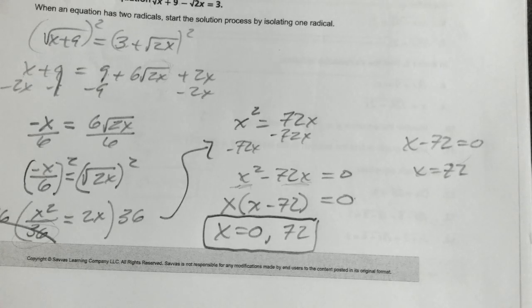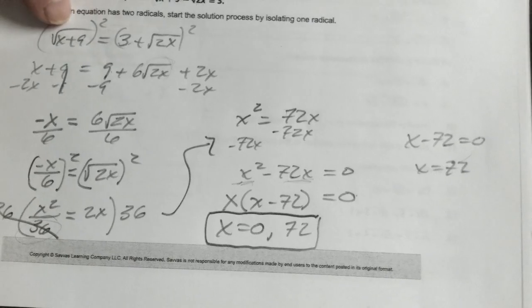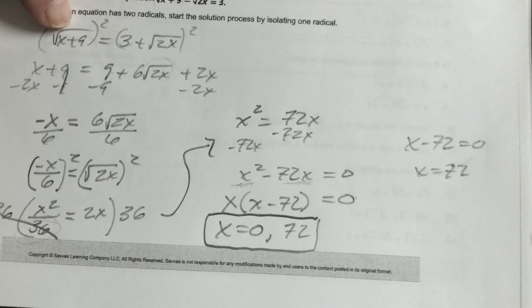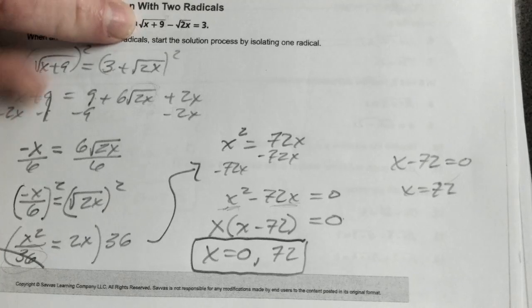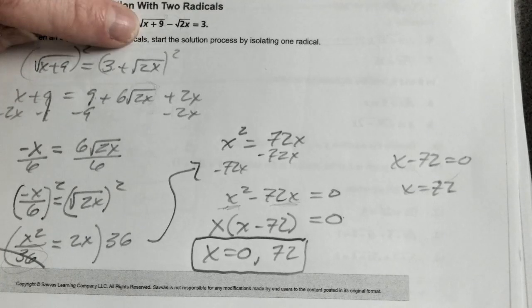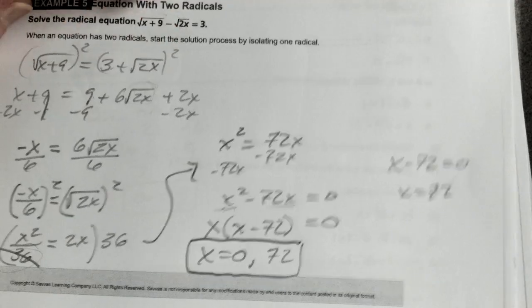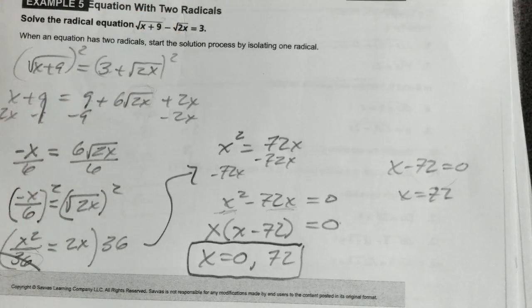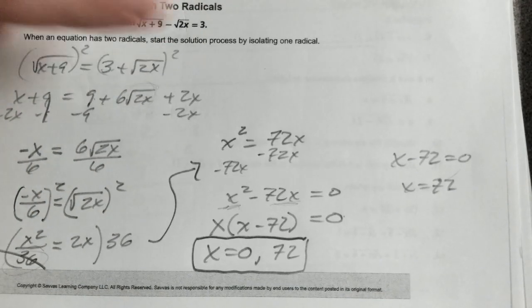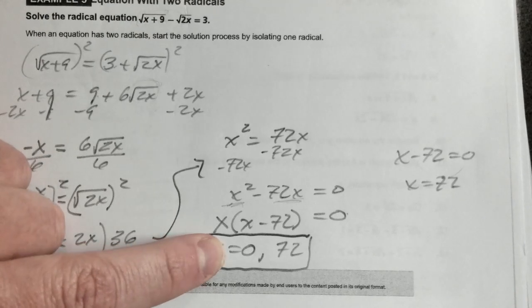Now plug that back in to see if it works. Well, the beauty is 0 plus 9 is 9. Let's go to the very original. All right, checking 0. 0 plus 9 is 9. 0 times 2 is 0. So that root 2x goes away, and the square root of 9 is 3. So 0 works for sure.